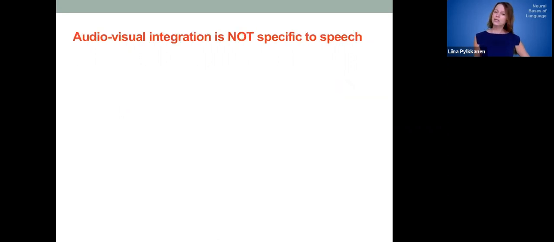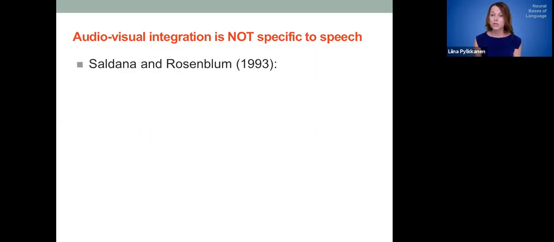Okay, so we can now ask this question like, well, is this something that specifically happens for speech, or does it happen in all types of perceptions? Are we always trying to put together the visual and the auditory perception in this way? Can we get a McGurk effect in other domains? And we know that we can get a McGurk effect in other domains. So this type of integration is not specific to speech.